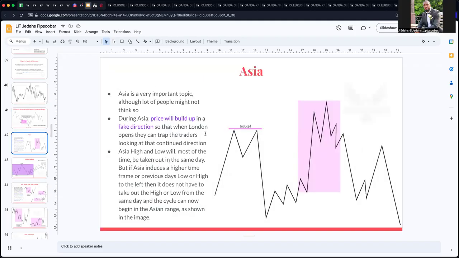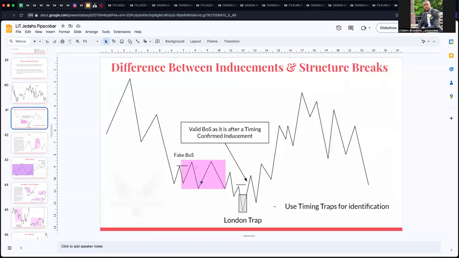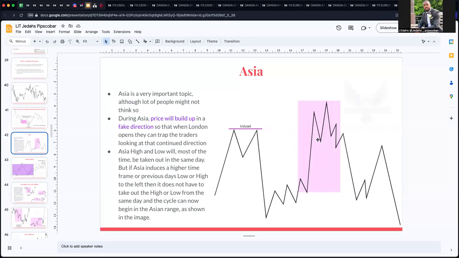But sometimes you're going to get situations like this where we actually induce in the Asia session range. So it doesn't come out of the Asia session range and then induce. It actually does it in the Asia session range, where now we've got this new day and it's actually taking out this previous day's high.